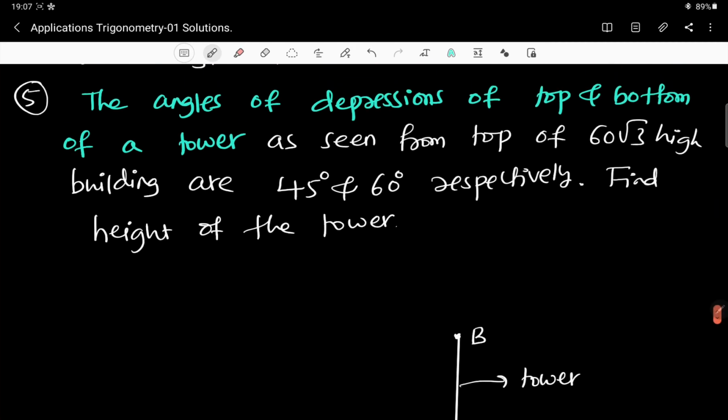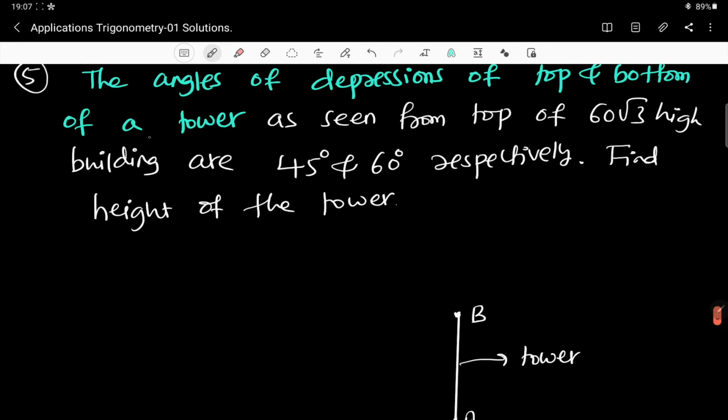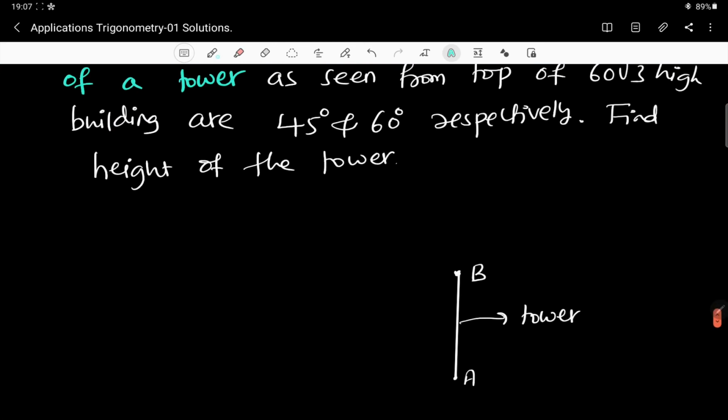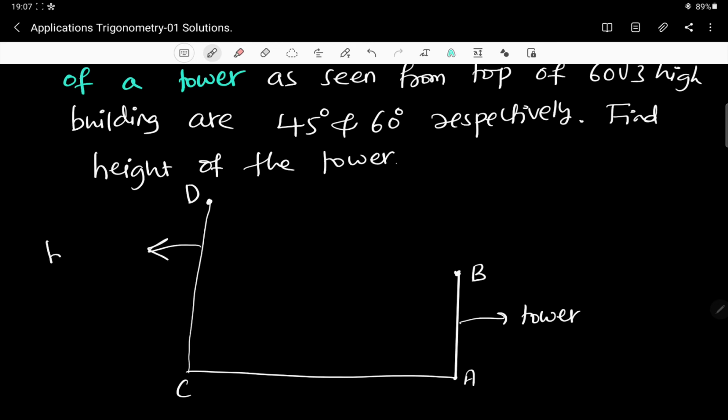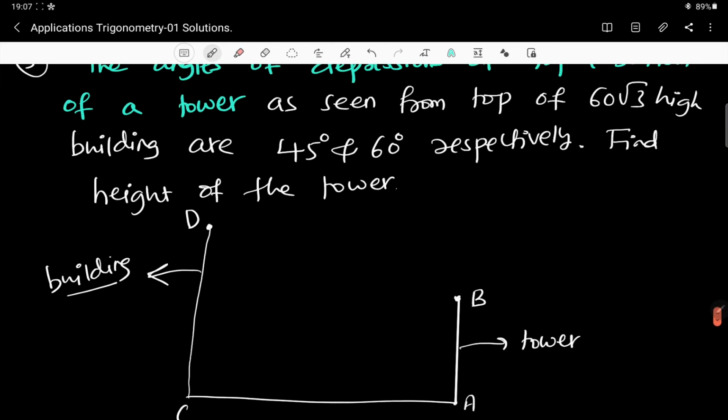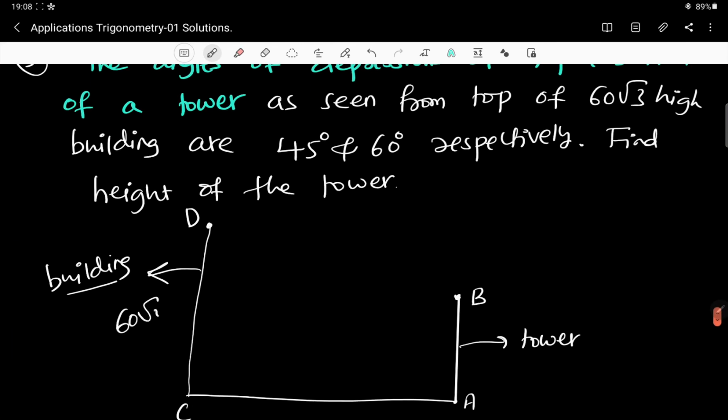The angles of depression of top and bottom of a tower as seen from the top of a 60 root 3 high building. There is a building here. Definitely this is the ground level and here is the building. Let me call it CD. So this is CD, the building, and the height of this building is also given, that is 60 root 3 meter.